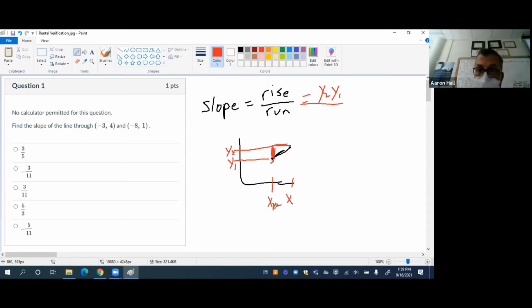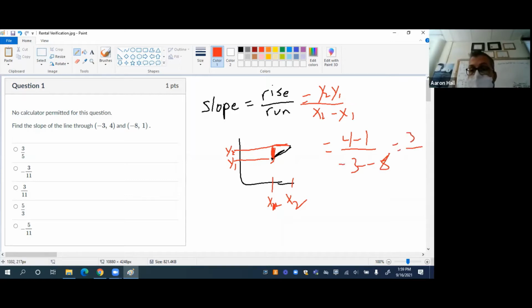Oh, actually, this would be 1 and this is 2. So that would be x2 and I think I mixed those up. Okay. So what's our equation? What goes in the numerator? 4 minus 1. What goes in the denominator? -3 minus -8. Okay. So 4 minus 1 gives us 3.